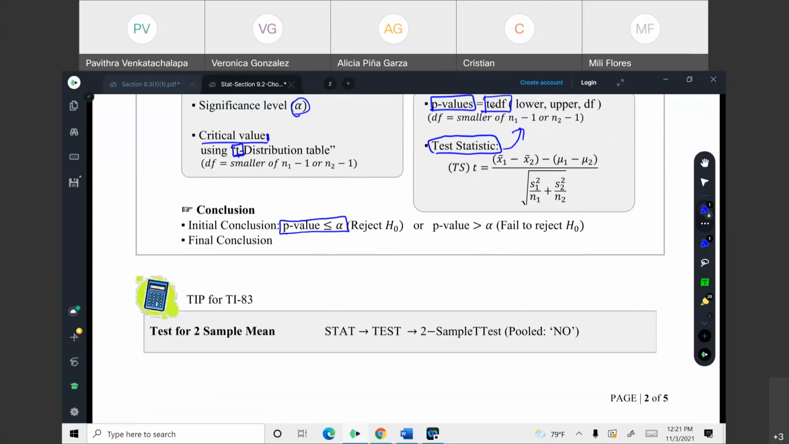Right? Okay, so now after you find the p-value, next step is to make a conclusion depending on the p-value and alpha. So if they are less than or equal to alpha, you say reject H0. If it is greater than, you say fail to reject H0. Fine? And then based on that, you make a final conclusion.